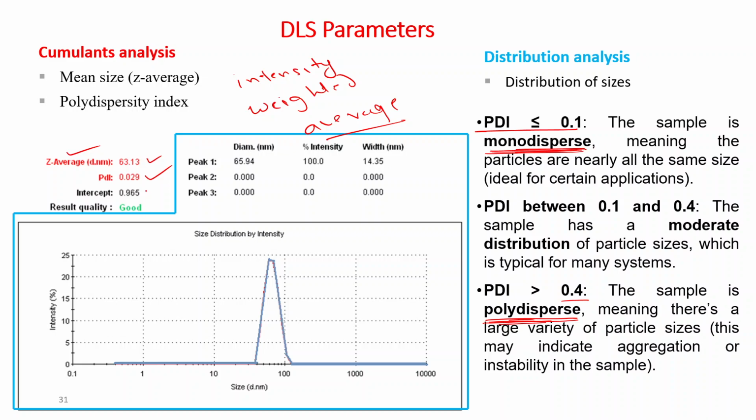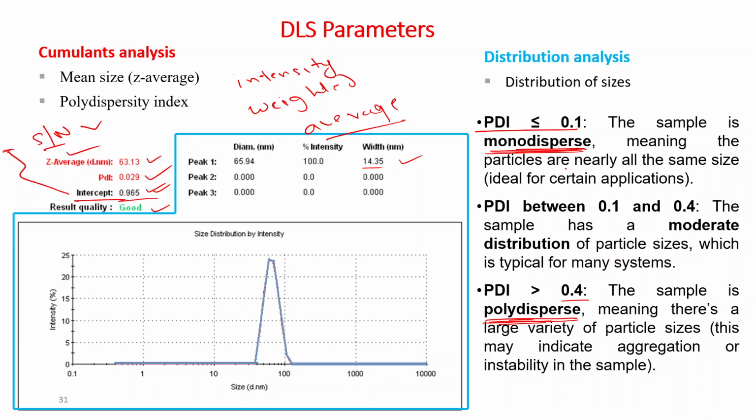Then the intercept indicates the signal to noise ratio. If it is near to 1, then it is good quality data. Then the width is also related to the PDI. More width means a wider range in the particle sizes in the solution. So a PDI of less than 0.1 means the sample is considered to be monodispersed, meaning the particles are nearly the same size.